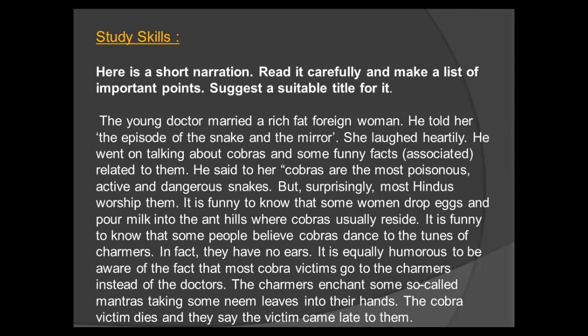But surprisingly, most Hindus worship them. But most of the part in our Hindu tradition, they worship them. It is funny to know that some women drop eggs and pour milk into the ant hills where cobras usually reside.